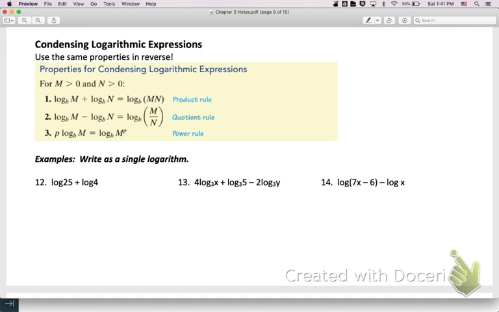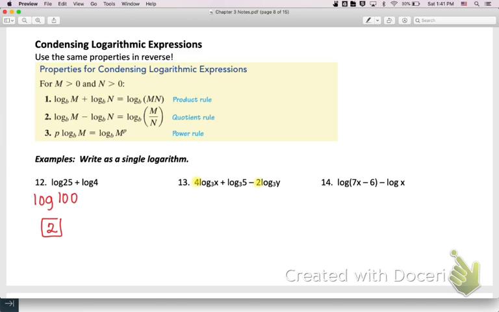So for number 12, I don't see any exponents to put back. How would I know? It's because you'd have a number in front. So like on number 13, that 4 and this 2 is an exponent that needs to go back. So nothing to put back on number 12. But we are going to have the log of 25 times 4 because we multiply. Addition goes to multiplication. We're going in reverse. So this is going to be the log of 100, and we've already seen before that's equal to 2.